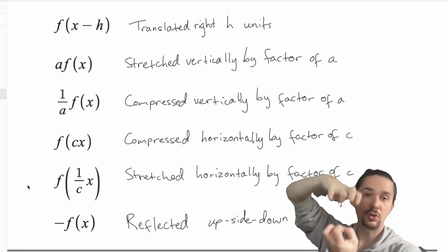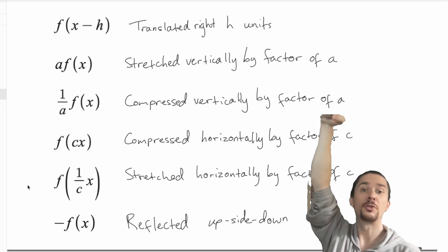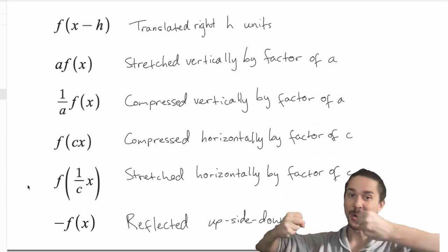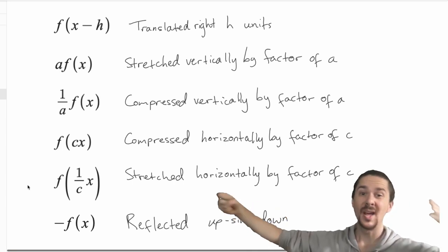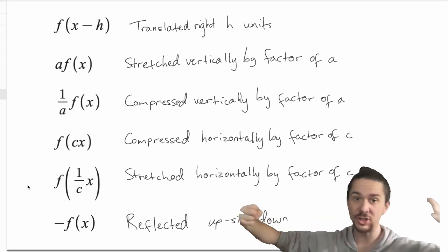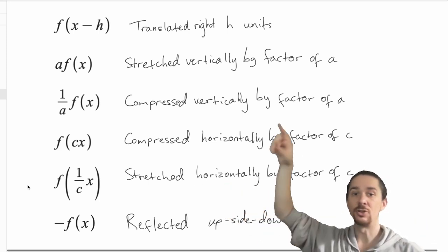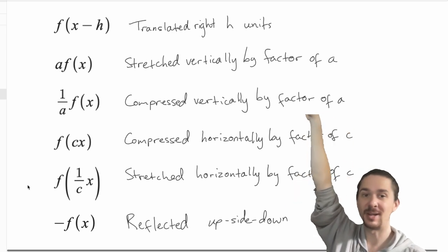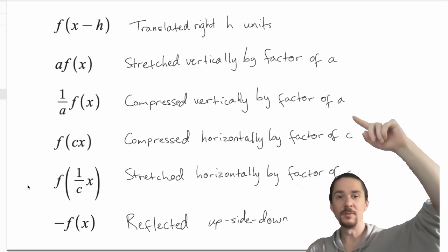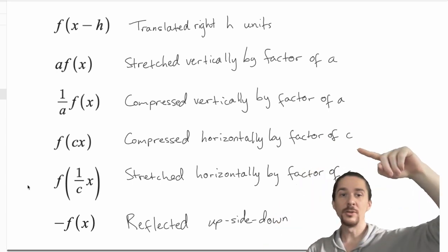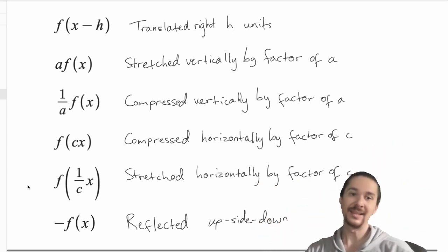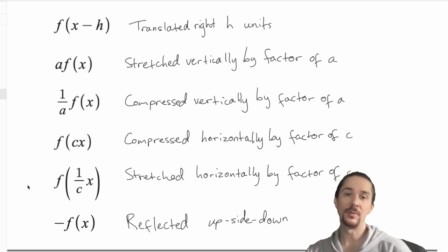If we want to stretch something vertically by a factor of 2, we multiply the whole function by 2. If we want to stretch something horizontally by a factor of 2, we divide inside the brackets by a factor of 2. To stretch it horizontally, we divide. To stretch it vertically, we multiply. The opposite is true for compressing. If we want to compress a function, we divide the whole function. If we want to compress it horizontally, though, we multiply inside the argument. We multiply the value of x.